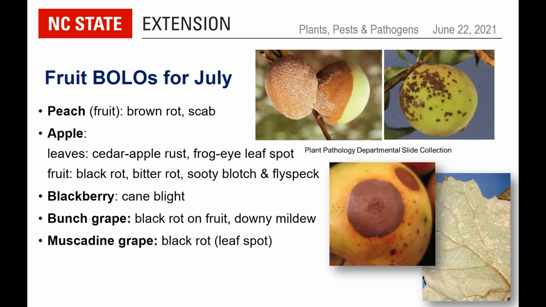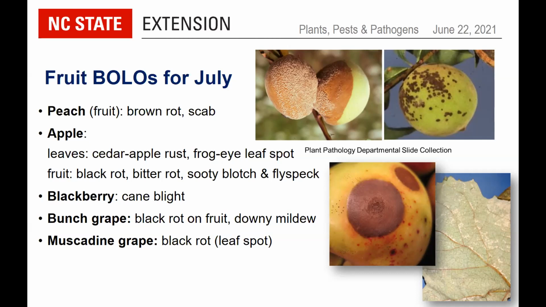And on bunch grapes, black rot, now on the developing fruit, and downy mildew. Now this black rot is not the same as the black rot that's on apple. It's a different fungus. And it reminds me to mention that back in 2015, when we did our year specializing in diagnosis, the October program was dedicated to fruits, diagnosing problems in fruits. So if you're interested in more in depth on those, then you can go back and refer to that recording.